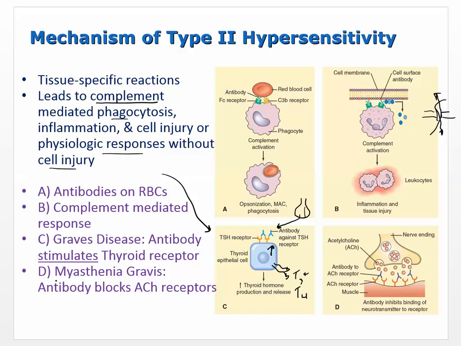Okay, so D is myasthenia gravis, and that is the same type of deal. You have antibodies that are attacking the receptors, but in this case, they're blocking them. They're sort of working as an antagonist. And if they're doing that, this is what we see here in this image for D: we see a motor neuron coming down saying, oh, I want this muscle to be activated, so it's trying to turn on this muscle, but it can't.